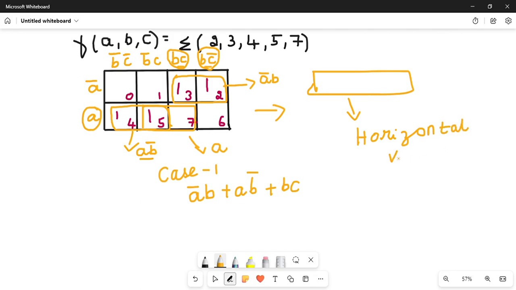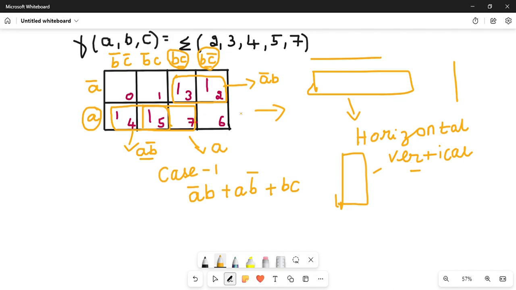And here is vertical manner grouping. Vertical manner grouping looks like this. You are going to group in a vertical manner like this. So this is vertical, right? So please do remember this trick. This is a horizontal line and this is a vertical line. If you are grouping like this, it is a horizontal grouping, and if you are grouping like this, it is a vertical grouping.